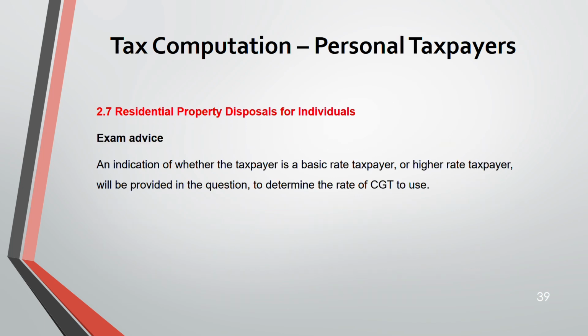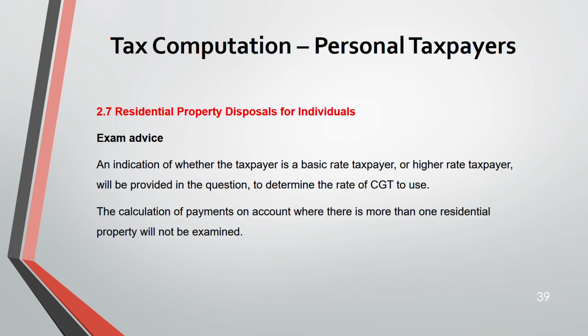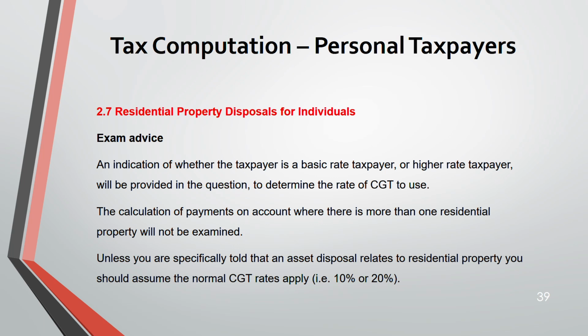Now, exam advice. Whether the taxpayer is a basic rate taxpayer or higher rate taxpayer will be given to you in the exam, so that you can determine the rate of CGT to use. The calculation of payment on account when there is more than one residential property will not be asked. You will only be given one residential property. Then, unless you are told that the asset you have disposed of is a residential property, you should always assume that it's not residential. That means always apply 10-20%. If it is specifically residential, the question will state that.